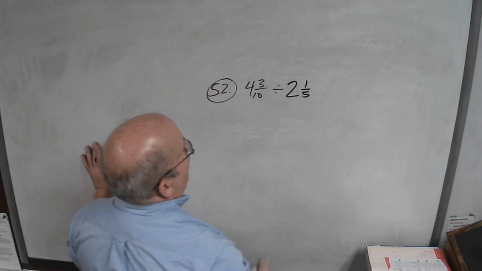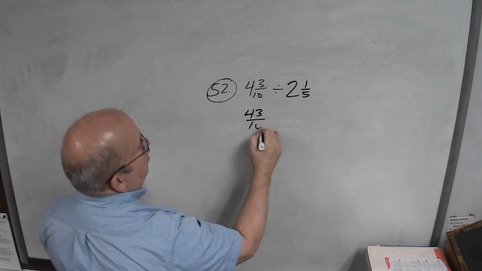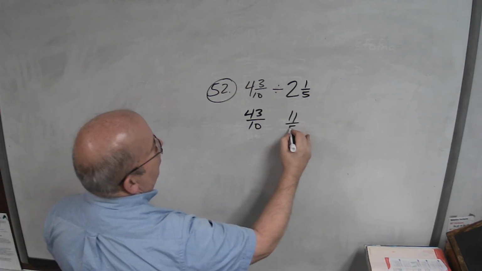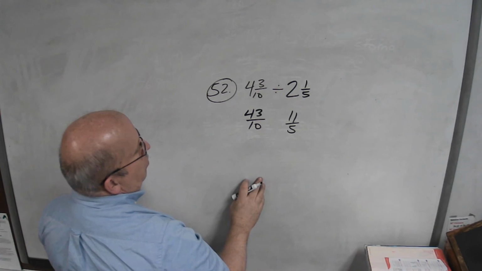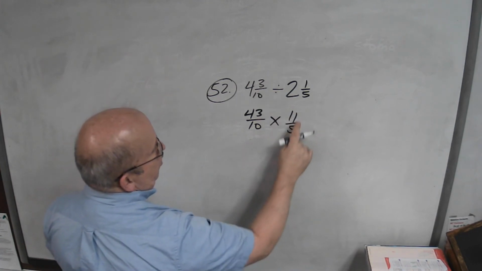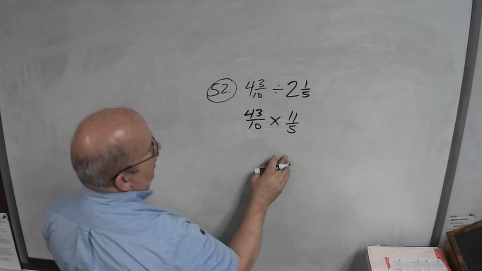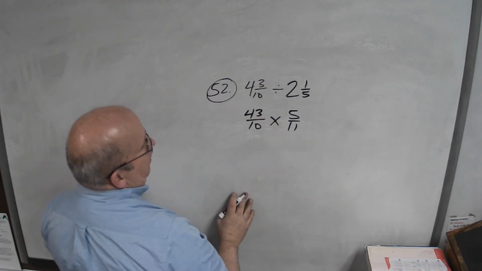How would I do that one? Well, first, I'm going to change these into fractions: 43/10 and 11/5. To divide, we multiply by the reciprocal of the second number. So I'm going to multiply by the reciprocal of this. What's the reciprocal of that? 5/11, right?